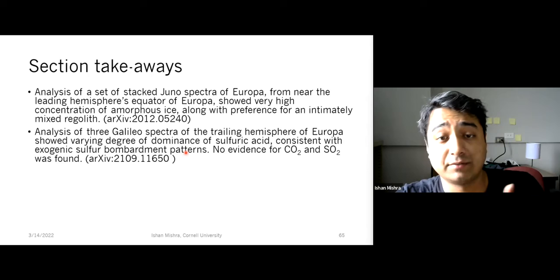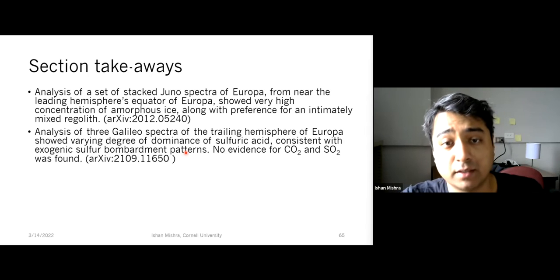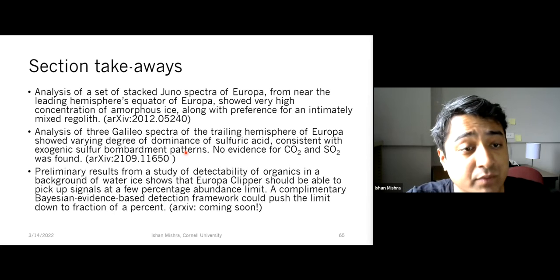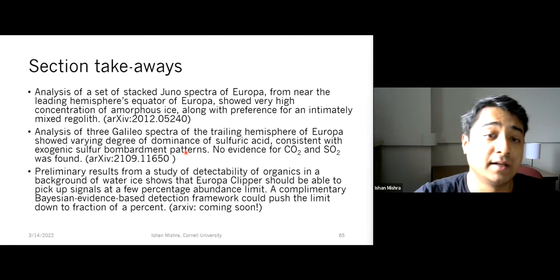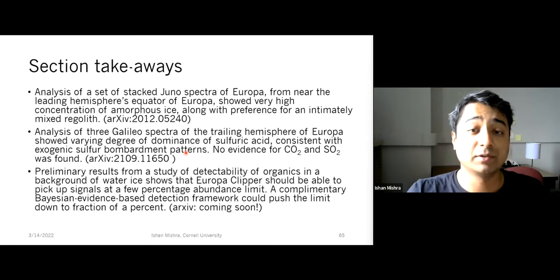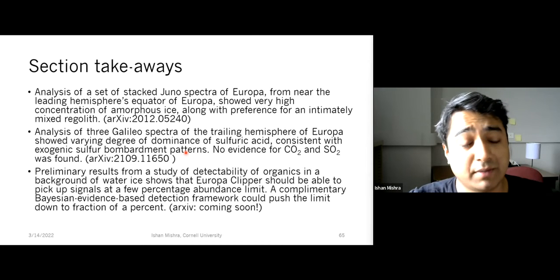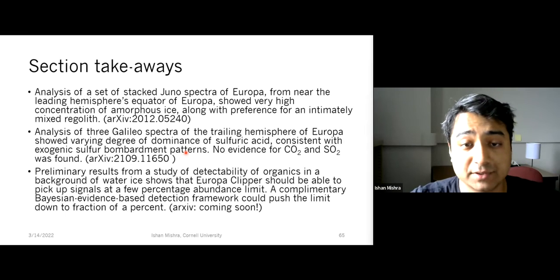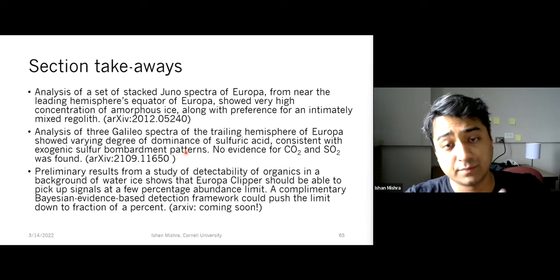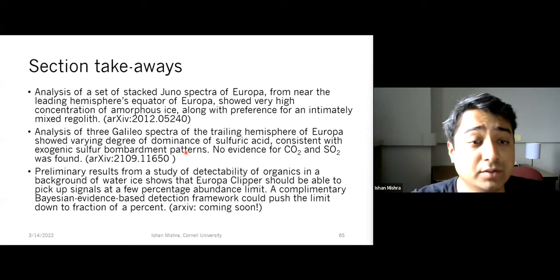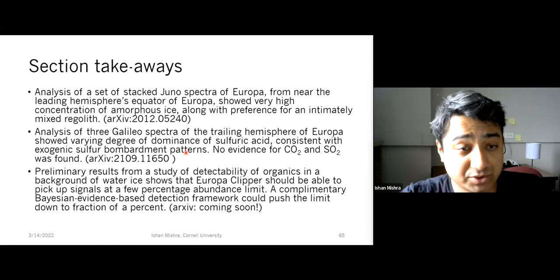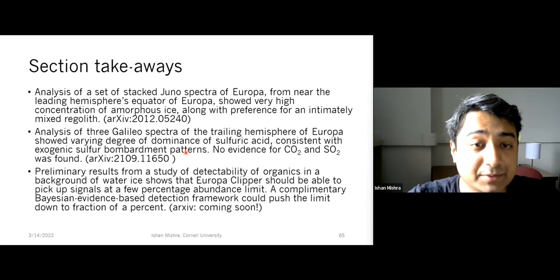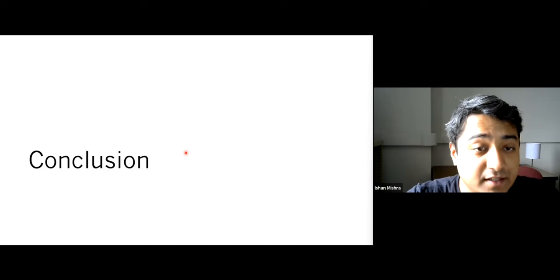It was the first analysis to have included carbon dioxide and sulfur dioxide in it to try to constrain their abundance, but we found no evidence for them. And in the current project, I am trying to establish the detectability of organics in a background of water ice. And it shows that Europa Clipper should be able to pick up signals at a few percent abundance limits, and a complementary detection method using Bayesian evidence can help push the limit down to a fraction of a percent, hopefully. And so, yeah, keep an eye out for that paper that should come out within the next few months.